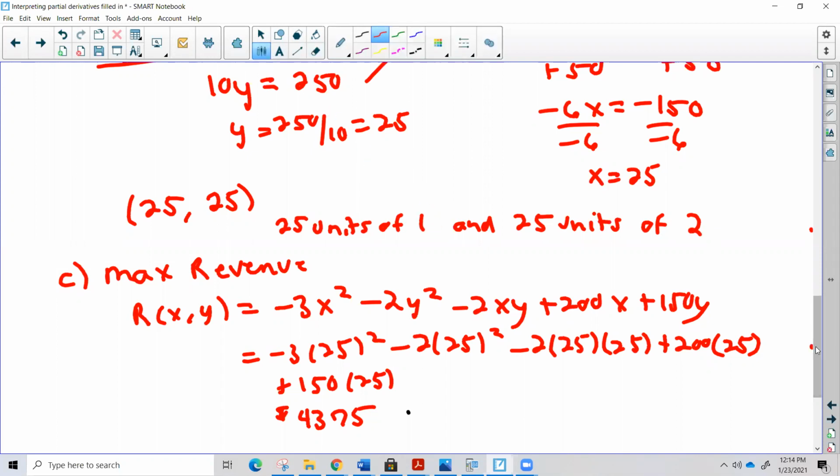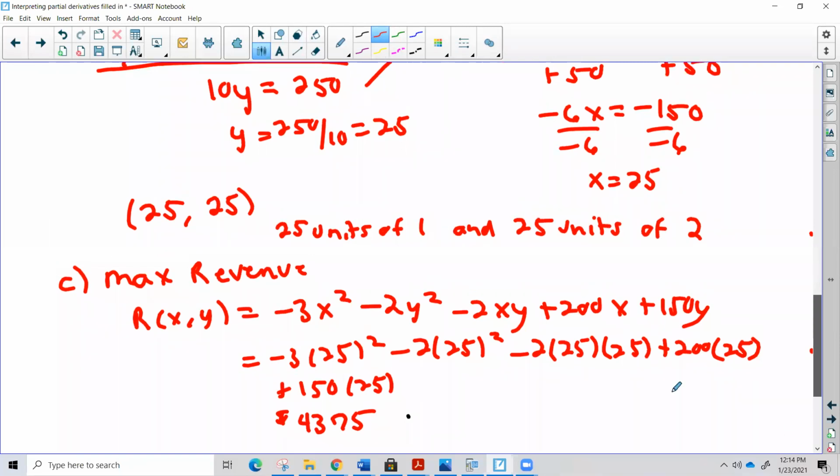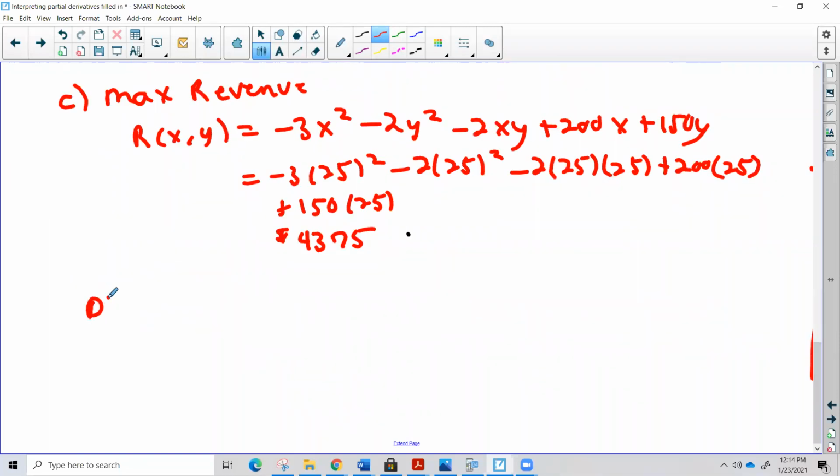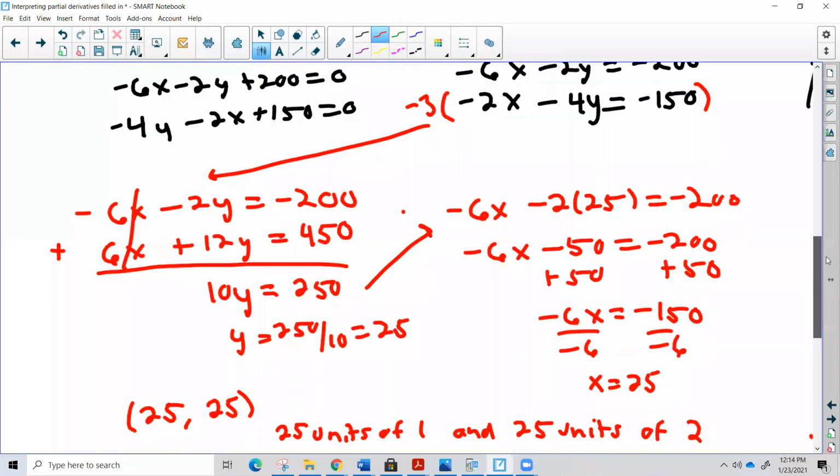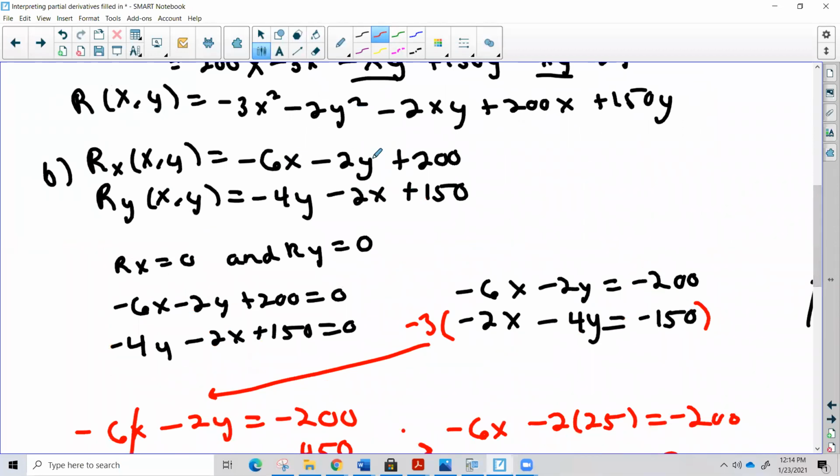And then D says verify it is a max using the second derivative, and that's how we always do these. So we're going to find our D, which again, before we do that, I need to find all my partials. So I need R of XX, R of XY, and R of YY. Okay, so R of XX, let's come back to R of X. We're going to take this with respect to X. So the derivative of negative 6x is negative 6. This is a 0, this is a 0. So it's just going to be negative 6.